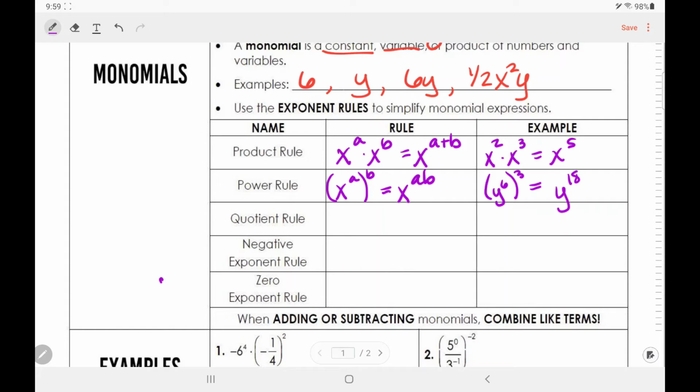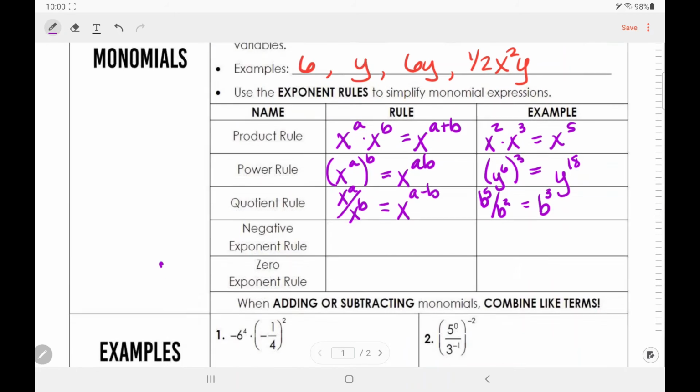Okay, then we have the quotient rule. This is when we have two terms that are divided. So I could have x to the a divided by x to the b. In this case, we're going to subtract. And it does matter. You have to do the top exponent, subtract the bottom one from the top. So it's top minus bottom. So x to the a minus b. If these were real examples, we might have b to the 5th over b squared, and in that case the answer would be b to the power of 5 minus 2, which is 3.